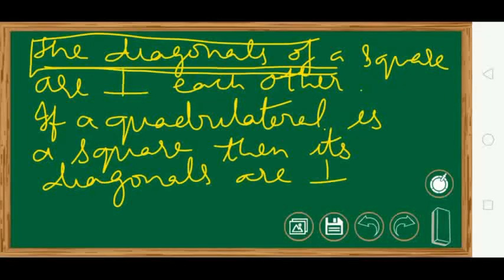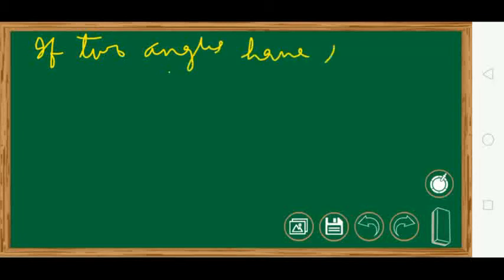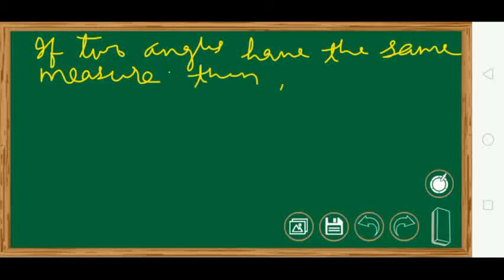Now let us proceed to the converse. Now what happens in converse? If two angles have the same measure, then they are congruent.